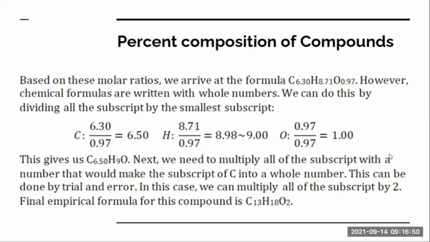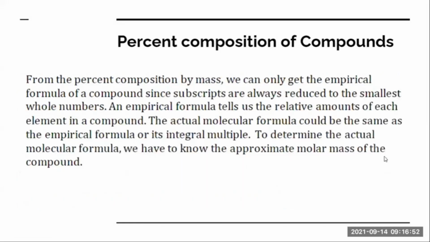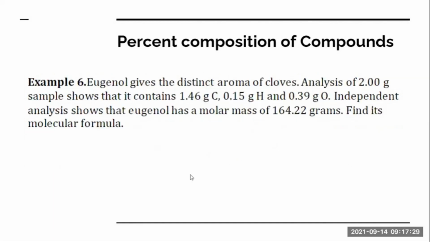Right. So that's our 10 seconds. Let's proceed. From the percent composition by mass, we can only get the empirical formula of a compound since subscripts are always reduced to the smallest whole numbers. Always remember that. An empirical formula tells us the relative amounts of each element in a compound. The actual molecular formula could be the same as the empirical formula or its integral multiple, like what we've mentioned in the Jamboard earlier, the difference between molecular formula and empirical formula. To determine the actual molecular formula, we have to know the approximate molar mass of the compound.